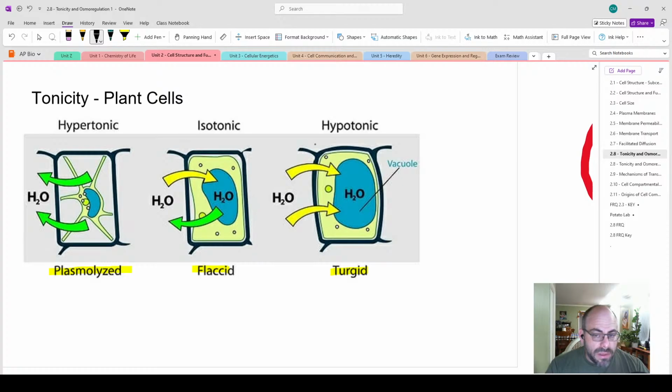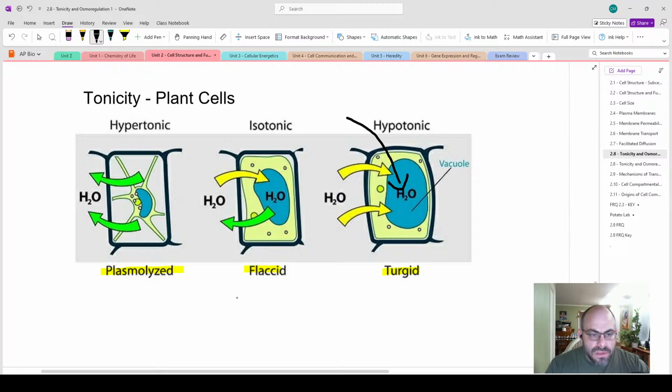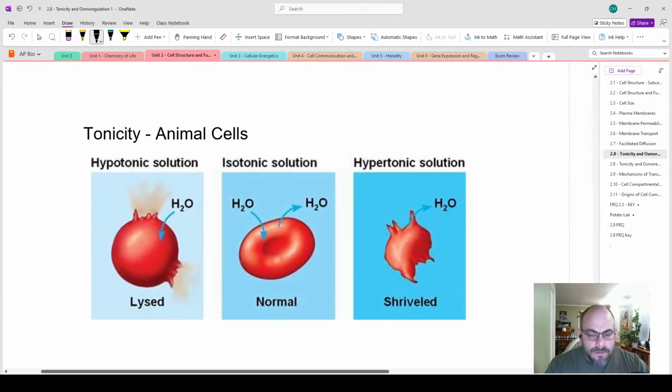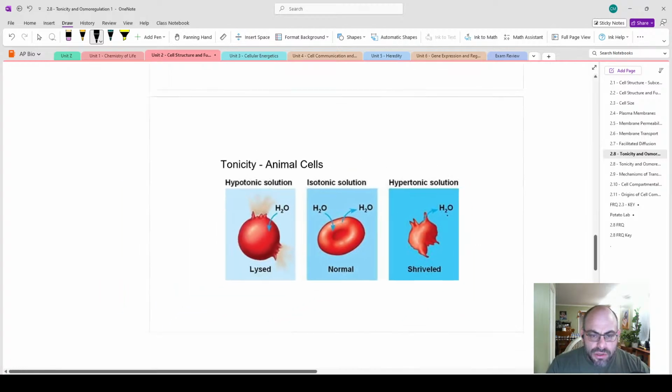Why does it want to be hypertonic? Because it wants water to come in, because it wants the outside to be hypo, so water can come in, so it can maintain this turgidity, so that it can hold its leaves up to the sky and do photosynthesis. Whereas an animal cell wants to be isotonic, right? It doesn't want to be hypo or hyper because it wants an equal movement of water in and out, because it doesn't want to blow up or it doesn't want to shrivel.